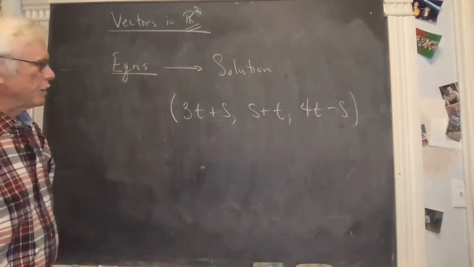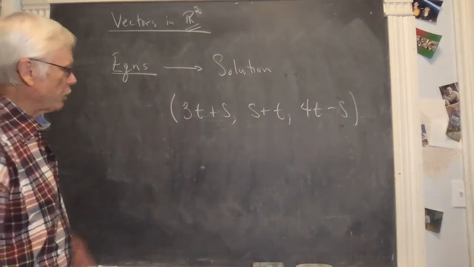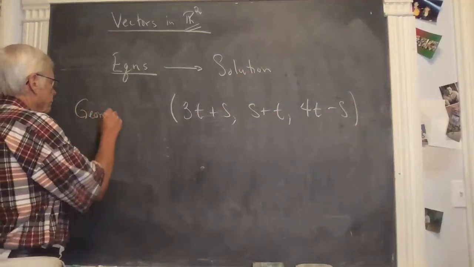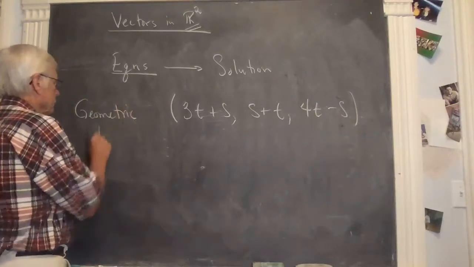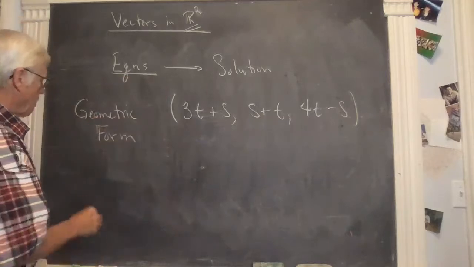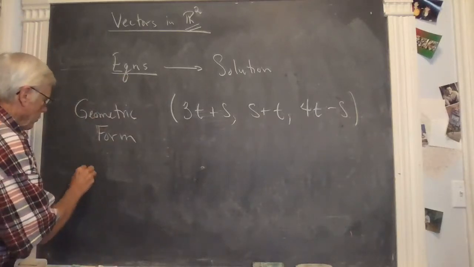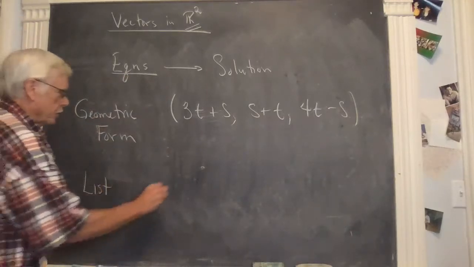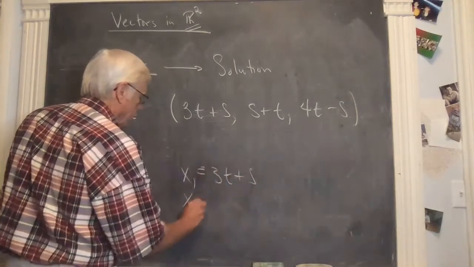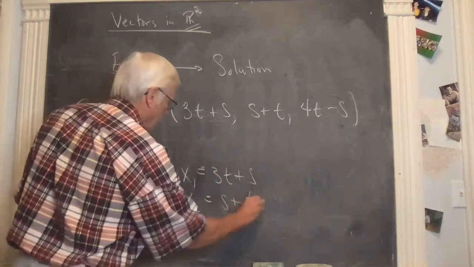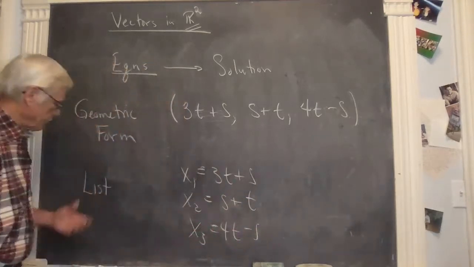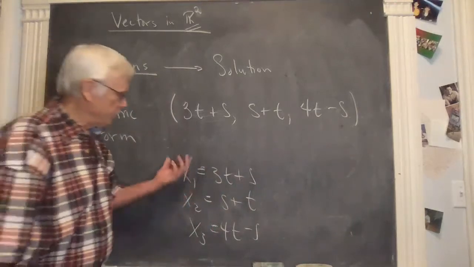Here we would have two free variables, s and t. And this is called geometric form. So the geometric form of the solution might be this. We could also have a list form. The book does this. In this case, x1 is 3t plus s, x2 is s plus t, and x3 is 4t minus s. Writing the solution as a list.